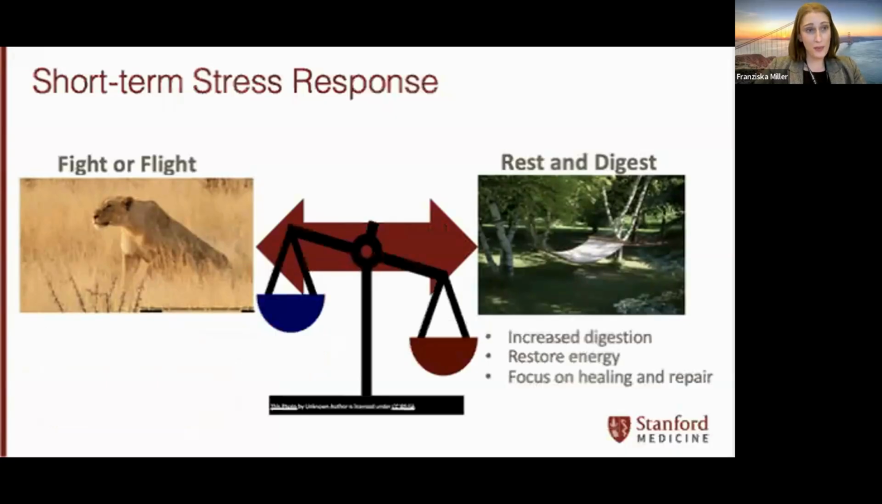Now, once we have escaped from the lion or any other stressor, or we have successfully completed that stressful task, we go back into the rest and digest mode. So this system really focuses on restoring our energy. The system is about healing, repair. Cortisol levels go back down. We still do need some cortisol level in this state to help maintain our blood sugar, provide energy to our brain and muscles, and to counteract inflammation in general in the body.